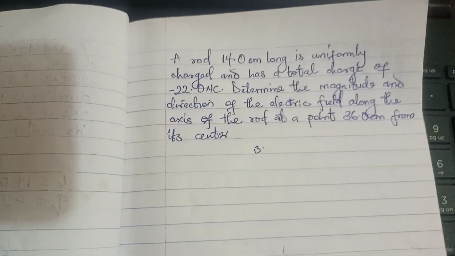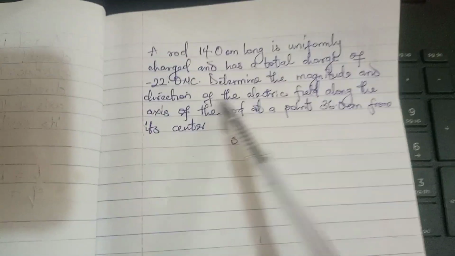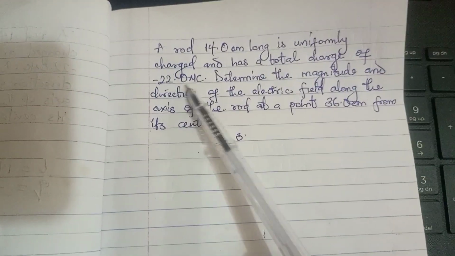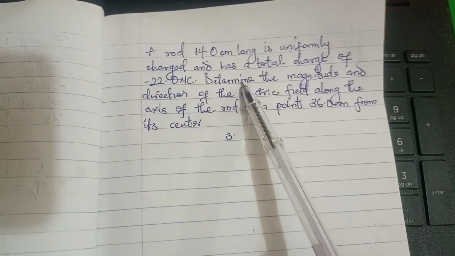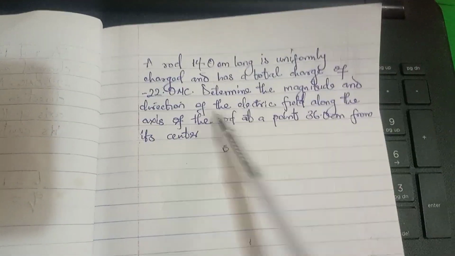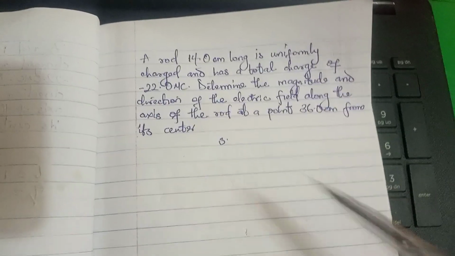A rod 14.0 centimeter long is uniformly charged and has a total charge of minus 22.0 microcoulomb. Then determine the magnitude and the direction of the electric field along the axis of the rod at a point 36.0 centimeter from its center.